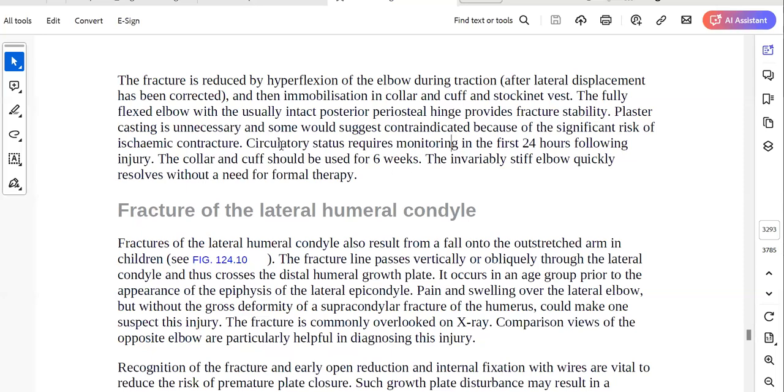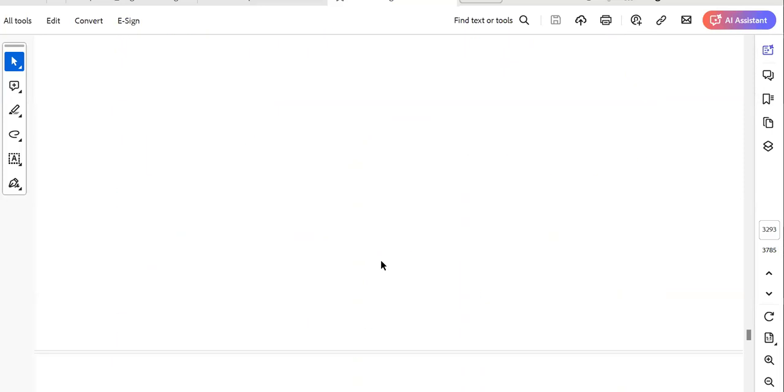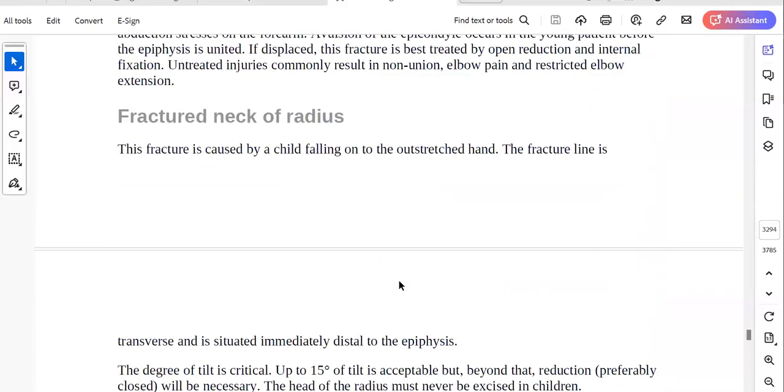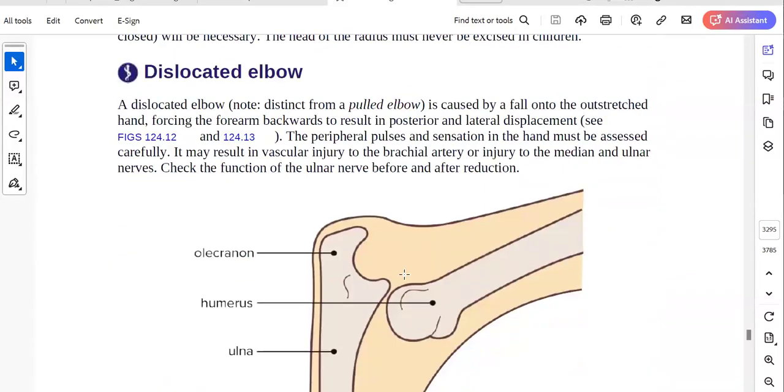So if you are reducing and then putting the patient in a collar and cuff, you need to make sure you follow up the child almost every hour in the first 24 hours for any circulatory compromise. Especially you need to check the brachial pulse and radial pulse. And the collar and cuff should be used for 6 weeks. So that's the management of supracondylar fracture. Very important, comes in exam.